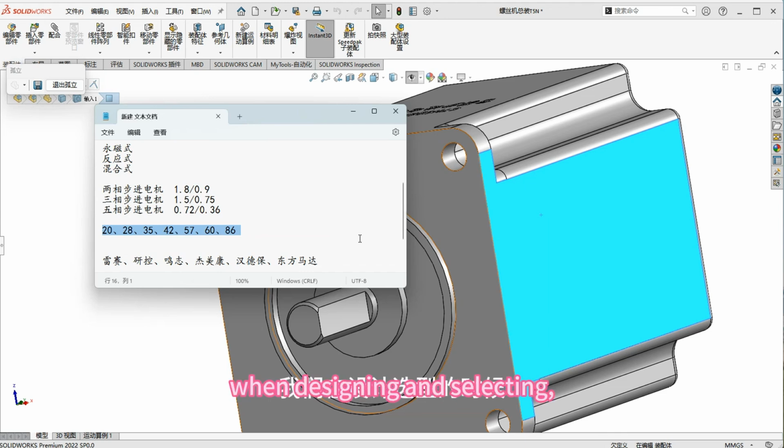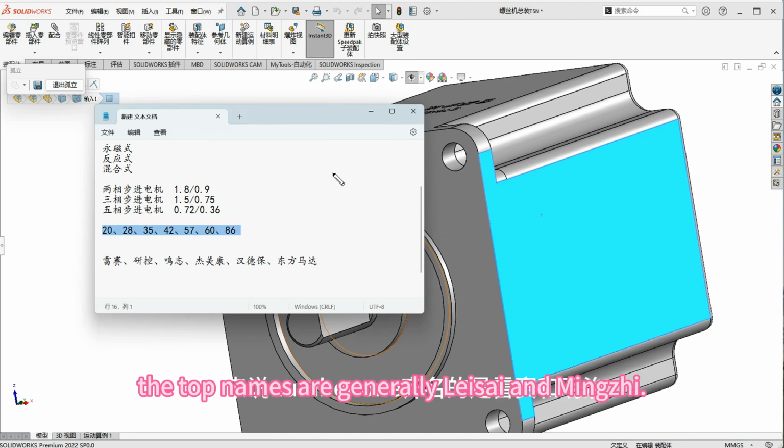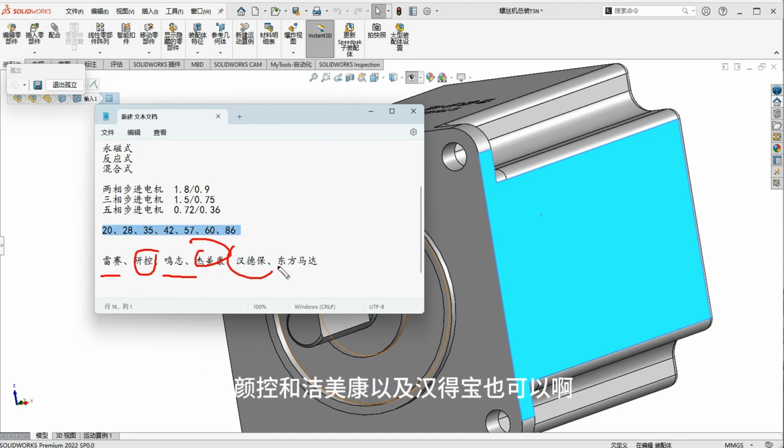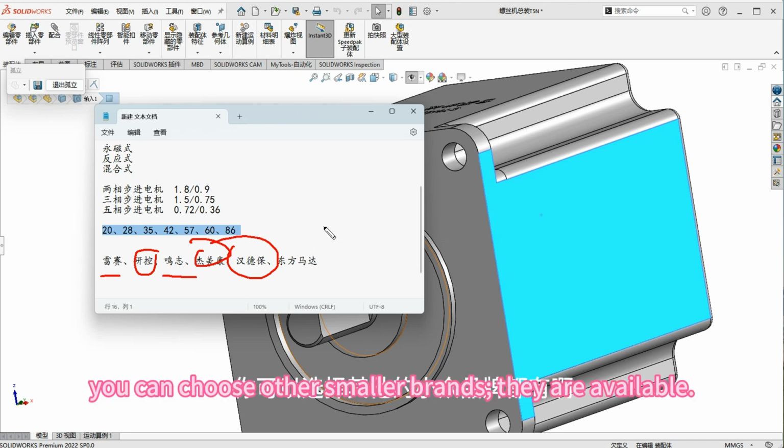Of course, when designing and selecting, we also need to consider brands. What are some commonly used brands? Actually, domestically in China, the top names are generally Lisai and Mingji, but Yangkong, Jimeikang, and Handabao are also acceptable. Relatively speaking, Mingji and Lisai are chosen more often, especially Mingji, as its product range is broader. When we use them in design, you can prioritize selecting these first two, Lisai and Mingji. If the company has other brand requirements or is very price sensitive, you can choose other smaller brands.